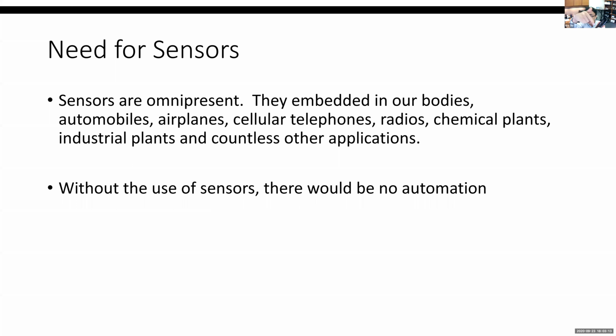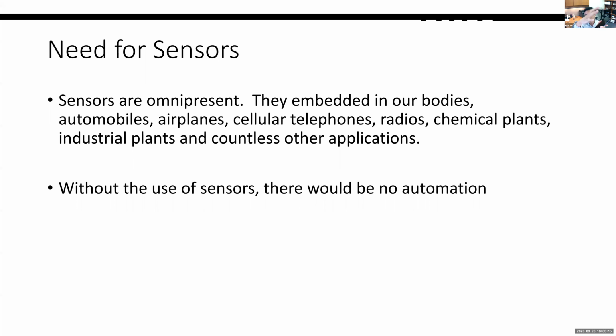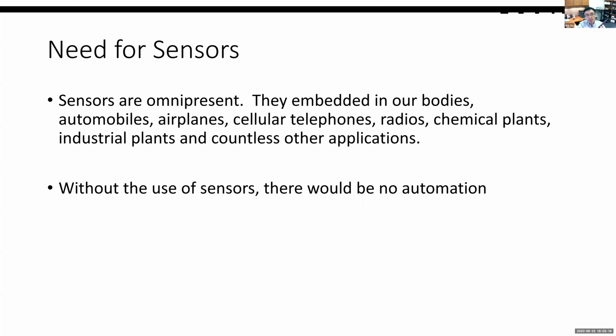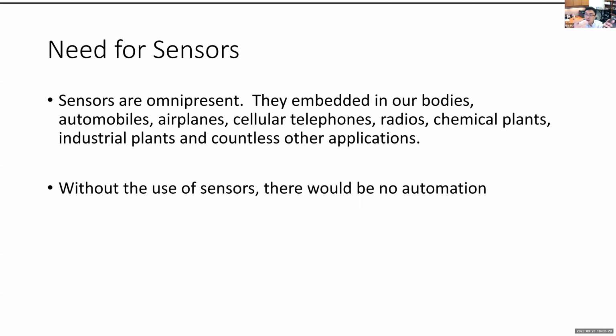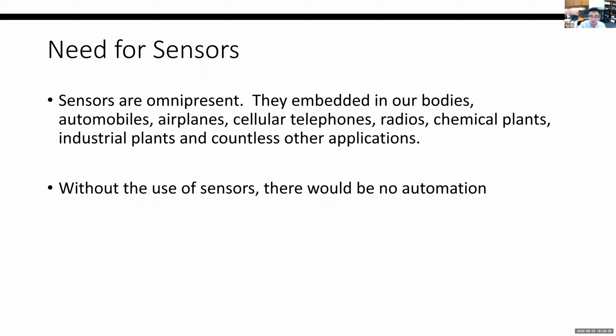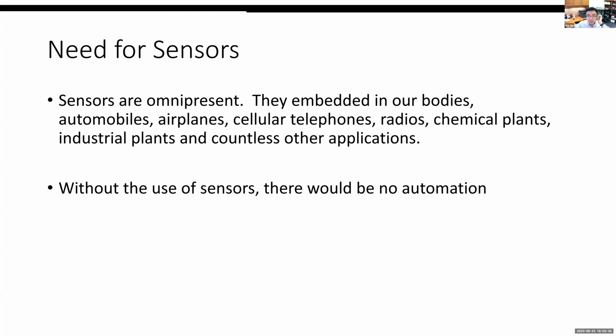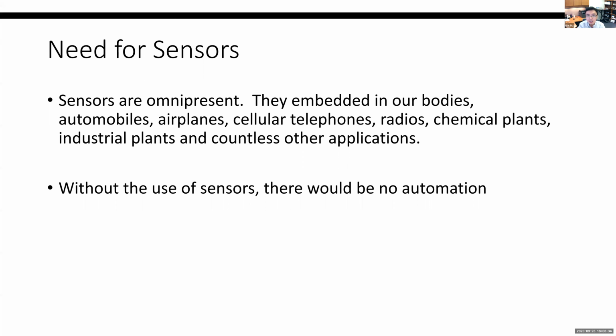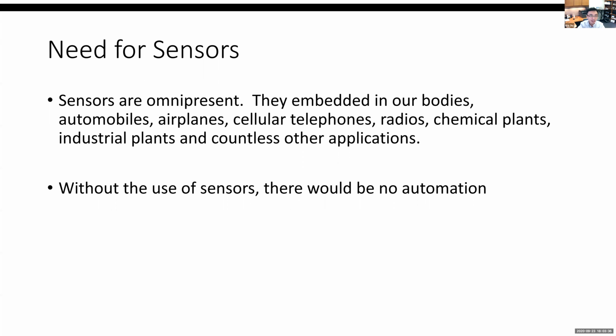Light sensors, so you can adjust the light. What else? Sound sensors, so you can check the noise. So many sensors are built into this small device. Without all the sensors, this is boring. It's only used to make phone calls and text messages. Cars, you can read your tire pressure, you can read the speed. Airplanes, phones, radios, chemical plants, industrial plants, and countless other applications.